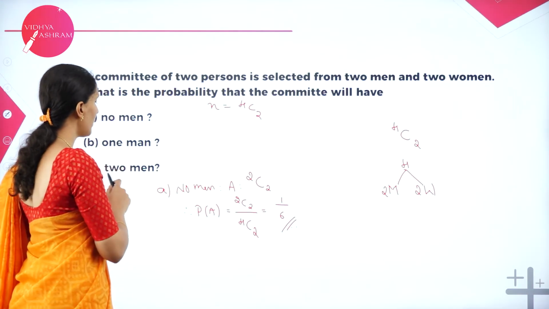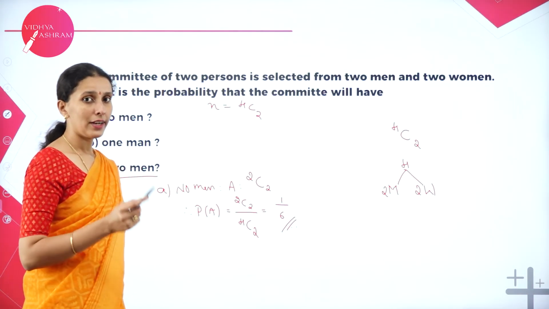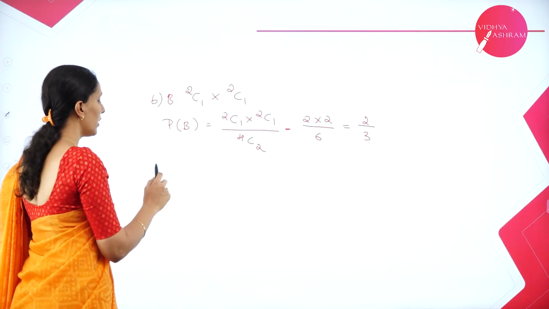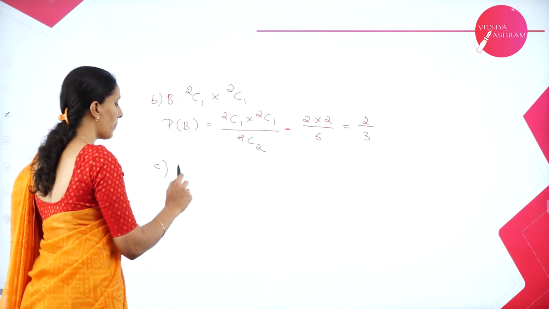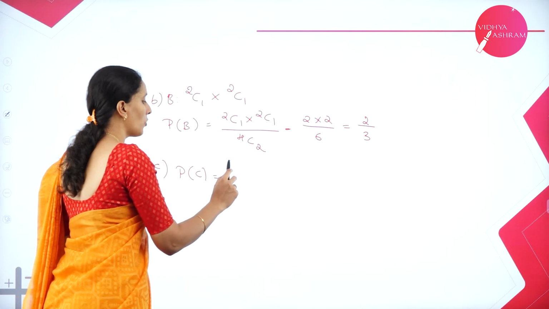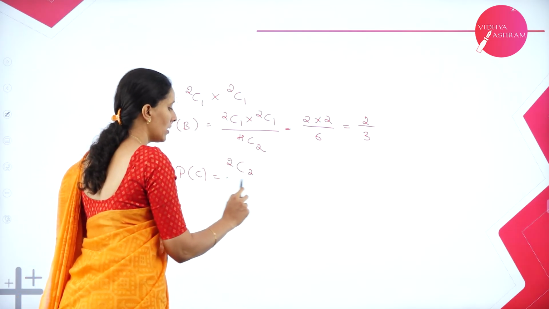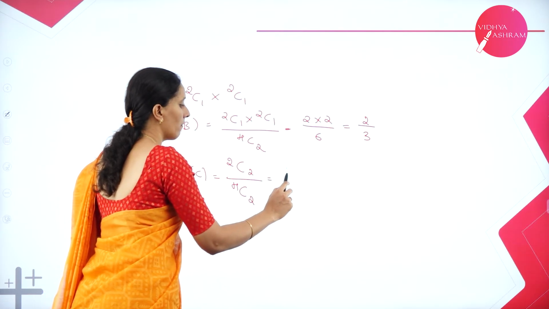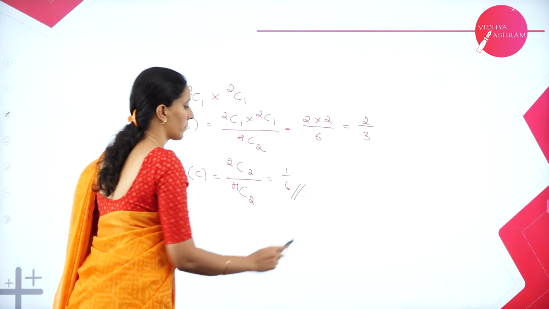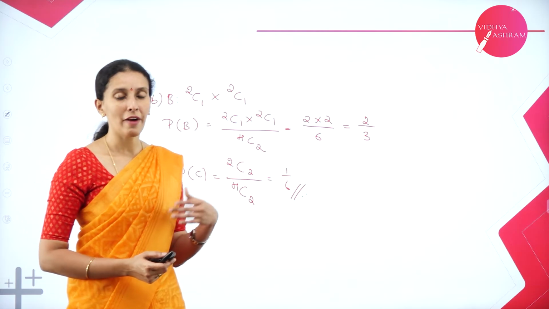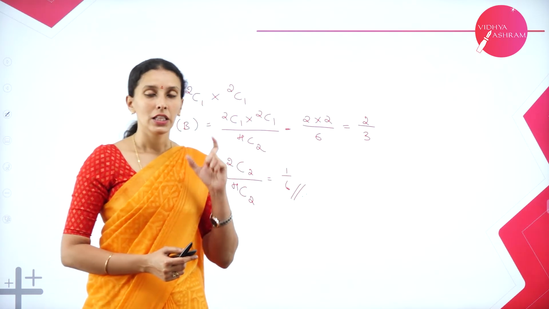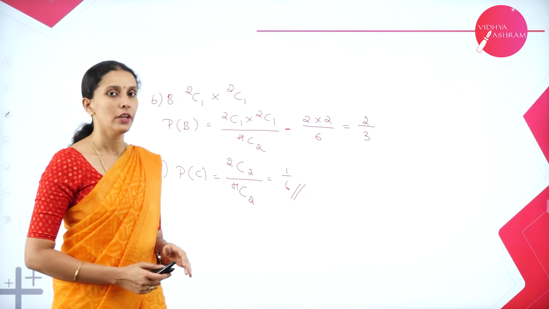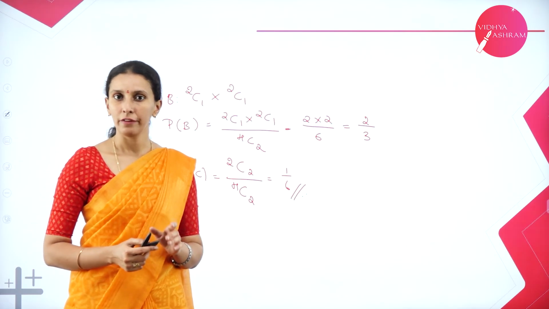The next case is we have 2 men. We have to select 2 men. So if you say it has the probability value of C, out of 2 men, I can choose 2 men, and out of 4 people, I can choose 2 people. So this is the same 1 by 6. So when you have a selection, you have to first verify the selection. Then with the total number of selections, you will calculate the probability value.